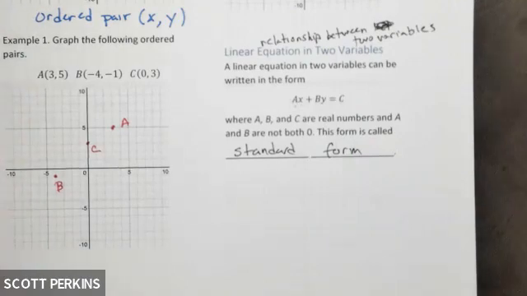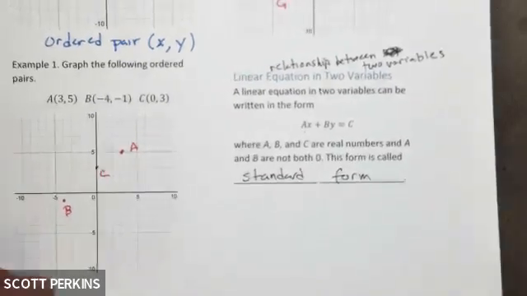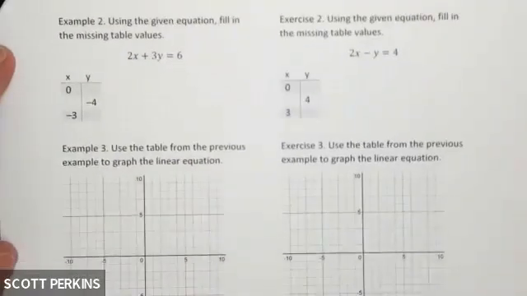We're going to encounter a couple other forms as we go through this chapter the next few days. Okay, so the standard form is when you have the x and the y on the left side, or they can be on the right, but on one side, and then the constant is on the other side. So here's what we're going to do. This is the other 50% of being able to graph a line.